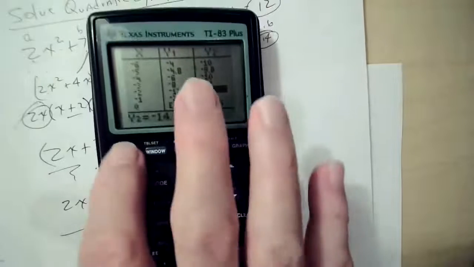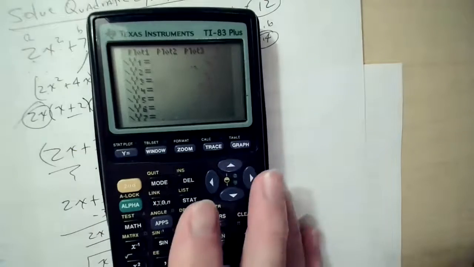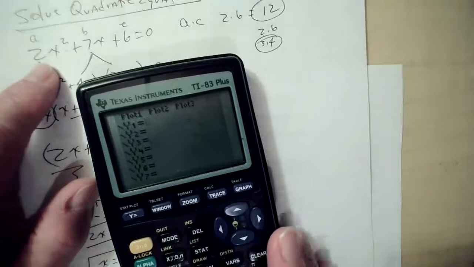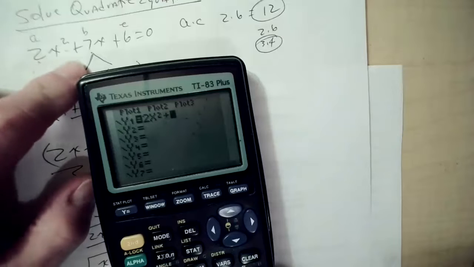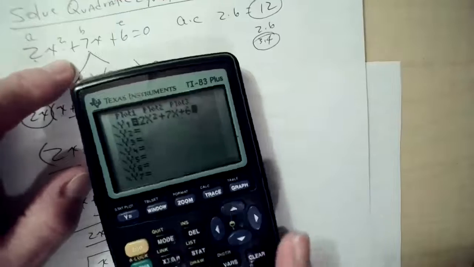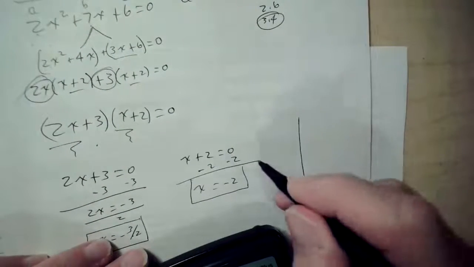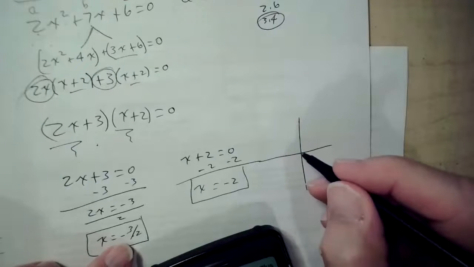I'll show you a way of cheating here. If you've got your handy dandy graphing calculator, first thing is you turn it on. Go to y equals, clear it out. Now, put this quadratic equation in: 2x squared plus 7x plus 6.